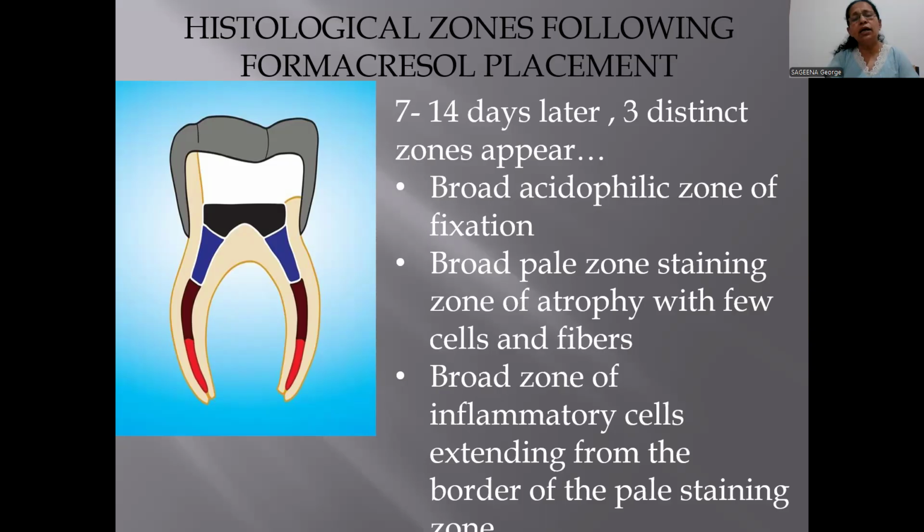And a gradual apical migration of these zones has been reported, and at the end of 1 year, only the zone of fixation will remain throughout the pulp tissue.